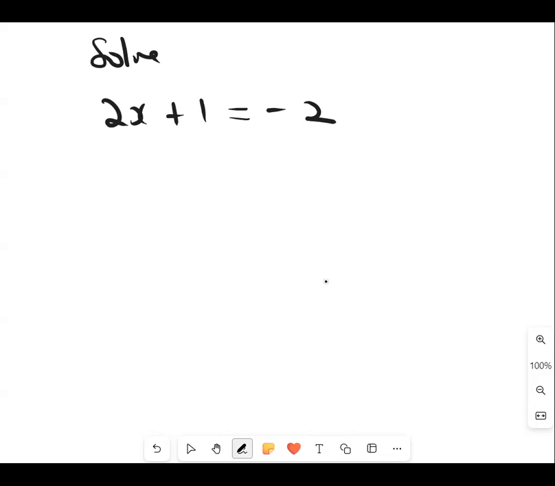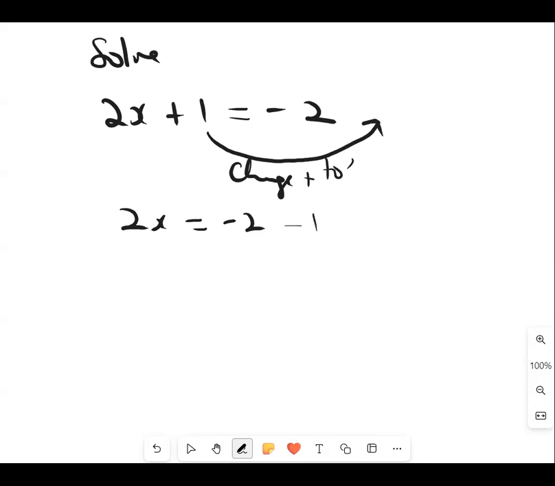And you have more than one ways of doing it, right? You can decide to get rid of this 1 first by subtracting 1 from both sides, right? Or if you like the shortcut, take this over here, right? Change plus to minus, so you're left with 2x equal to minus 2 minus 1. 2x then equal minus 3, right?